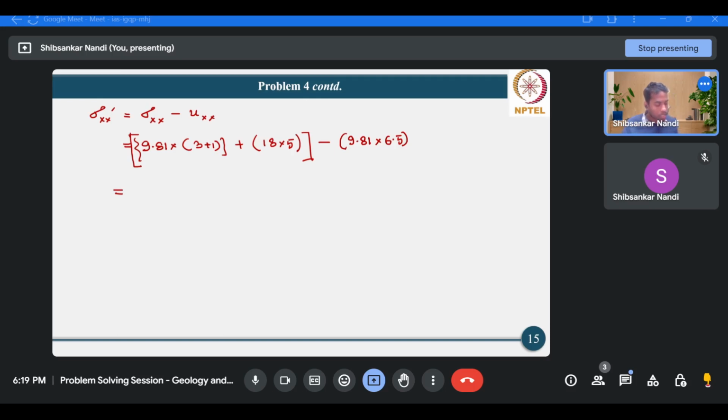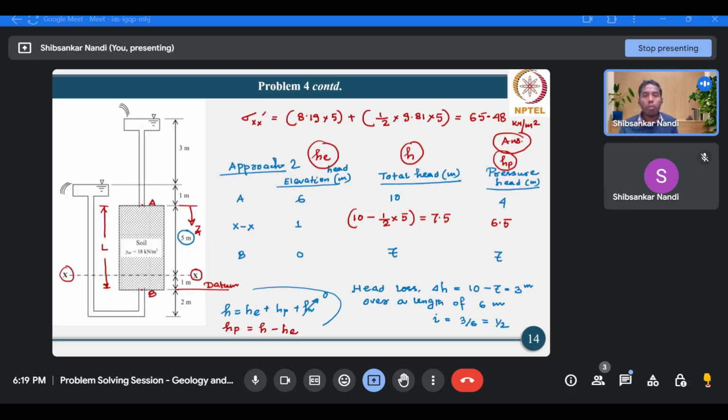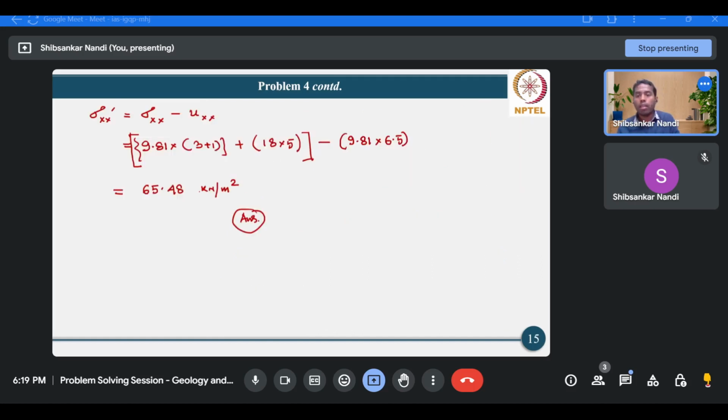So that means 65.48 kilonewton per meter square. So this is the value we are getting by approach 2. Now what value we have got by approach 1? So this is again 65.48. Okay. So that means we are getting the same result whatever the approach may be.